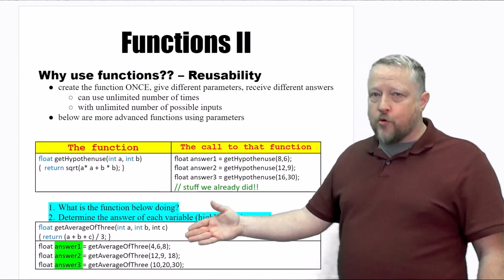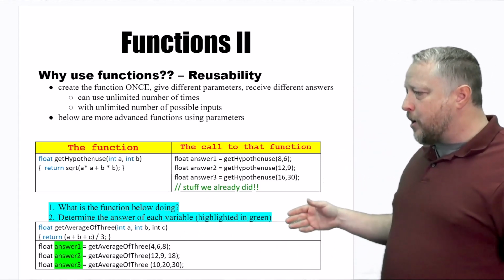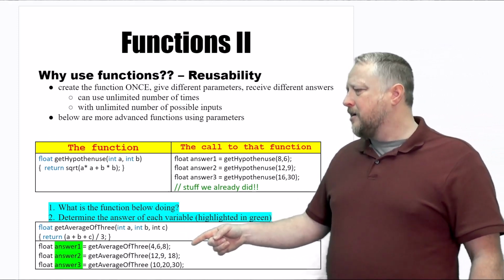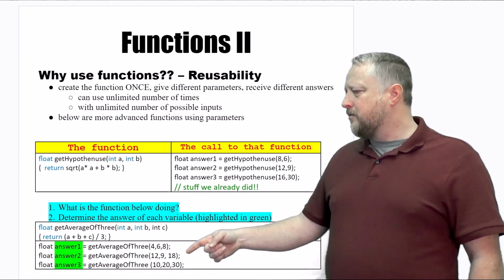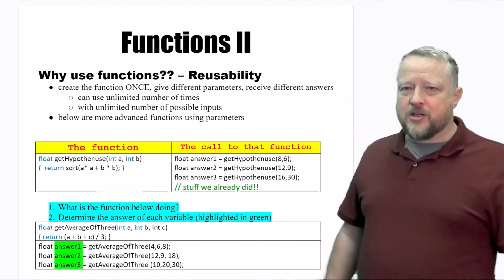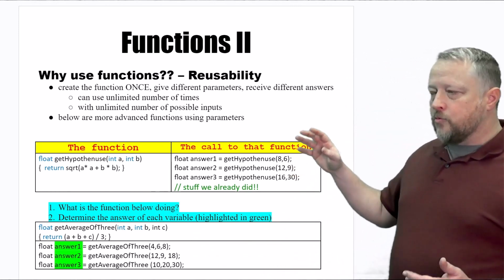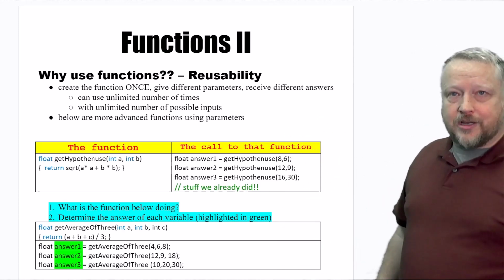So what is the function below doing? We've talked about that before, if you've seen it, of getting the average of 3. Determine the answer of each of those. Well, the top one's going to be 6. The middle one's going to be 9, 12, what about 14, 13? But anyway, the last one's going to be 20. So bear with me on that second one because I'm doing it in my head. But anyway, reusability, and now we're going to start focusing on passing a parameter.